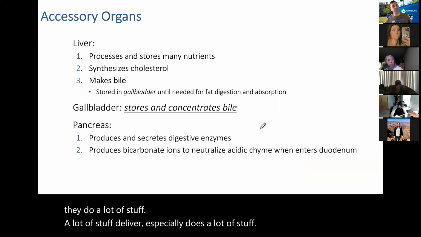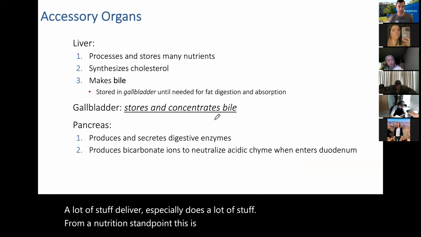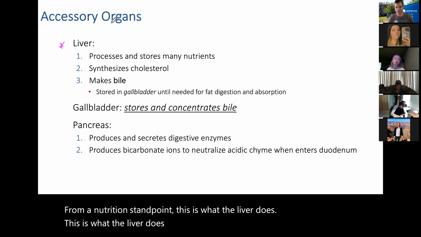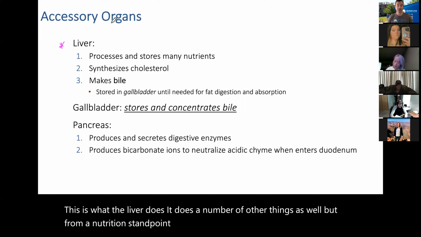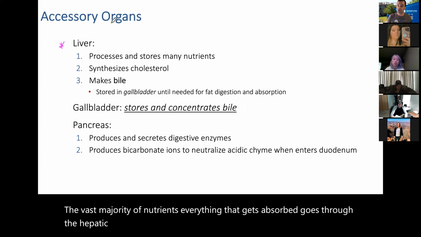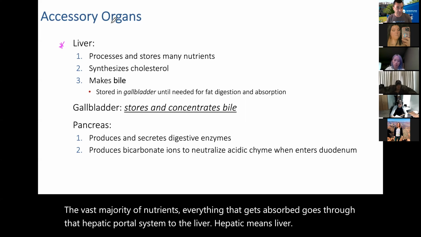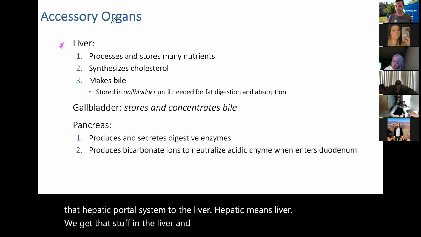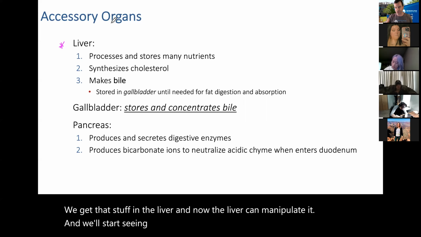From a nutrition standpoint, this is what the liver does. It does a number of other things as well. But from a nutrition standpoint, it processes and stores the vast majority of nutrients. Everything that gets absorbed goes through that hepatic portal system to the liver. Hepatic means liver. We get that stuff in the liver, and now the liver can manipulate it. And we'll start seeing that a little bit when we start talking about carbohydrates in a little bit.